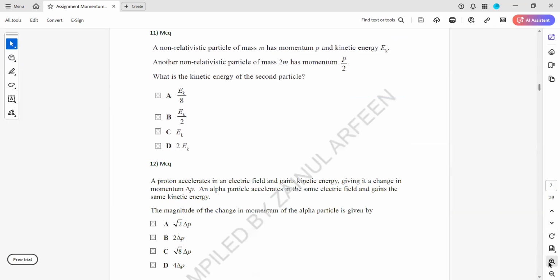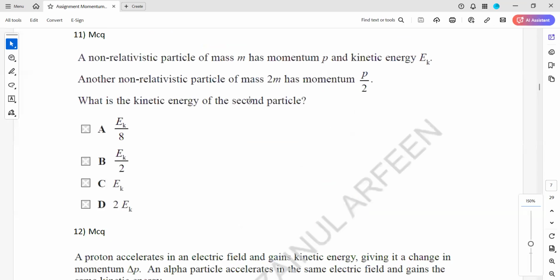Question 11. A non-relativistic particle of mass m with a momentum p and kinetic energy Ek is compared with another. Non-relativistic means it's not moving with the speed of light, so its mass remains constant. A particle of mass 2m has momentum p by 2. What is the kinetic energy of the second particle?